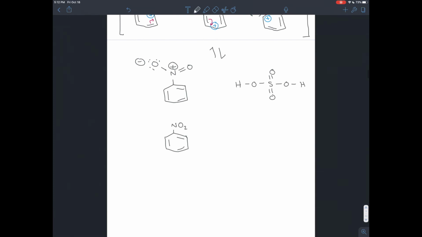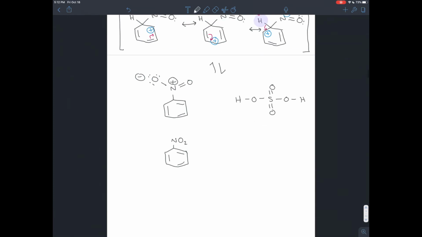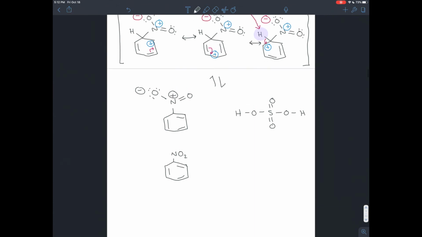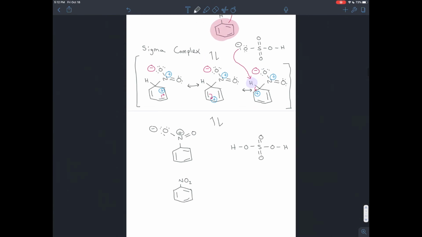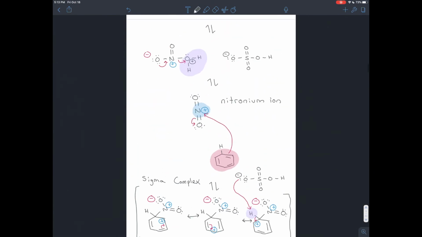And also notice with the sulfuric acid, we started with sulfuric acid at the very beginning. We end with sulfuric acid. So the sulfuric acid is not used up. A molecule that lets a reaction happen but doesn't get used up is a catalyst. So here the sulfuric acid is acting as a catalyst. And the windup is that we put the nitro group on the benzene.